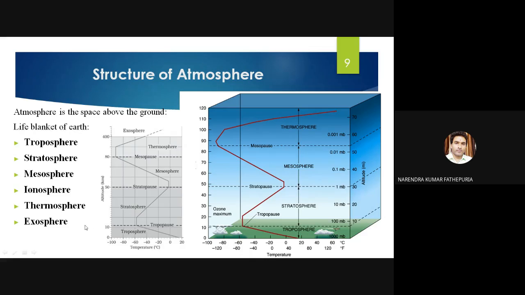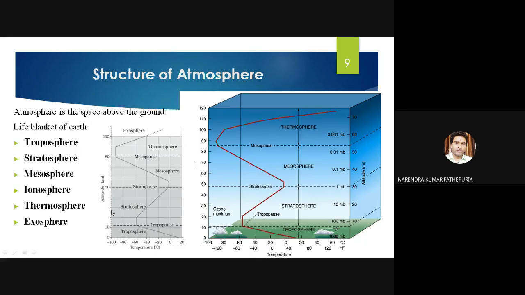These are the various spheres into which we have divided the atmosphere above the ground. So there is a troposphere at the bottom, starting from the ground level upward. The troposphere layer is 0 to 10. There is a tropopause also, which is part of the troposphere only. Then second is the stratosphere. After the stratosphere, we have a mesosphere, then the ionosphere, a thermosphere, and an exosphere.